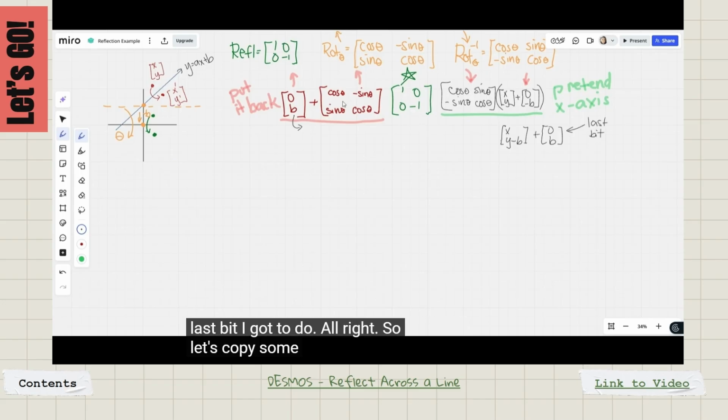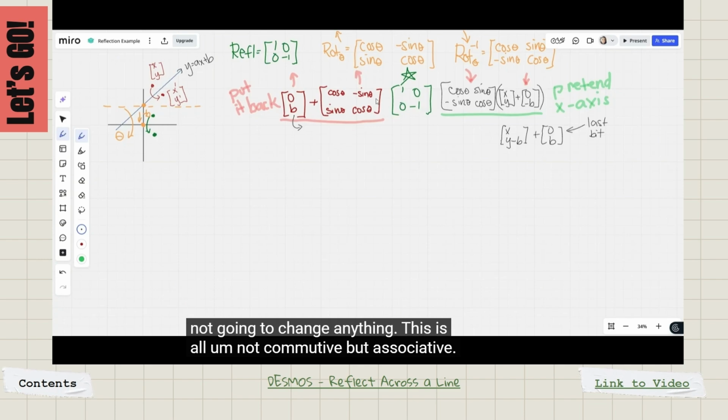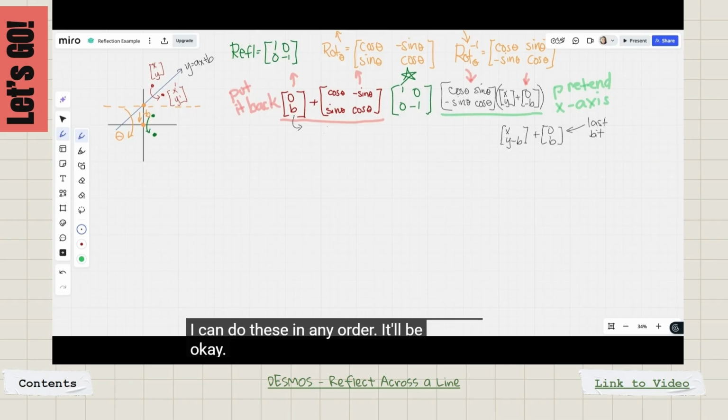All right, so let's copy some of this. We're going to do this part right here. So I'm going to be going left to right. Now these are all 2 by 2s, so it's not going to change anything. This is all not commutative, but associative. So I can do these in any order. It'll be okay. So cosine times 1 is cosine plus sine of 0. So that's 0.